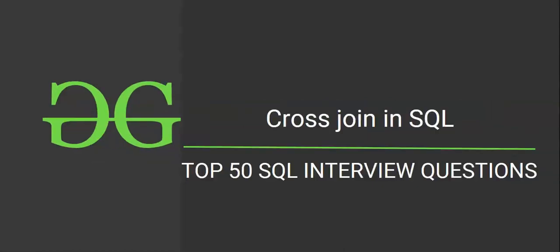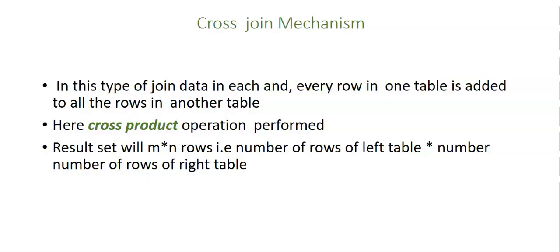So let's get started. In this session, we will discuss the cross join concept in SQL, which is one of the easiest joins among all joins present in SQL. In this type of join, each and every row present in one table is combined with all the rows in another table. That is, a cross-product operation is performed.